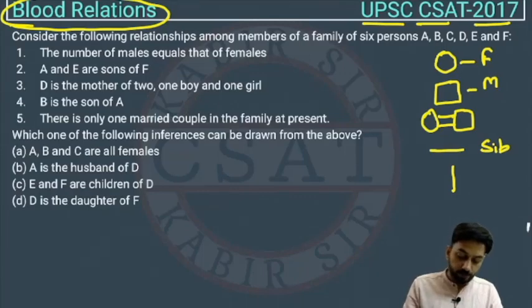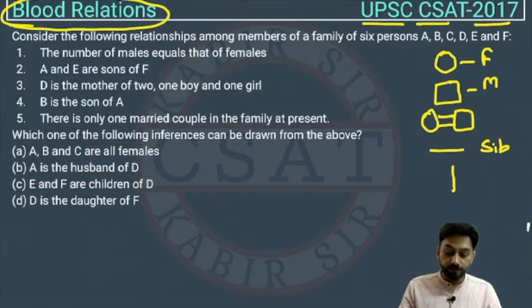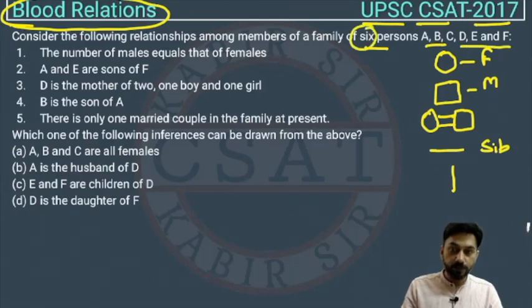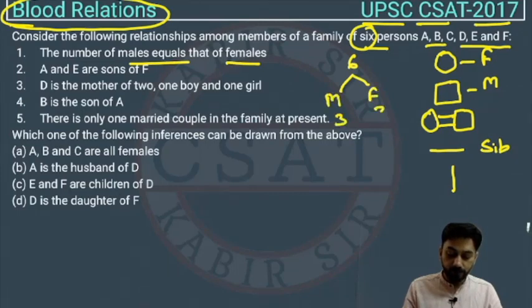Right. So now let's read it. Consider the following relationship among the members of a family of 6 persons: A, B, C, D, E and F. So there are a total of 6 persons. The first statement is that the number of males equals that of females. It means we have 6 in total, and male and female are equal, so there will be 3 males and 3 females.